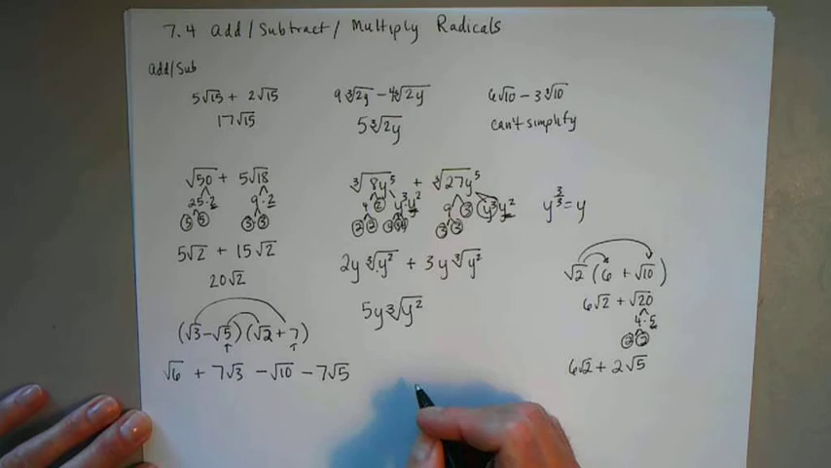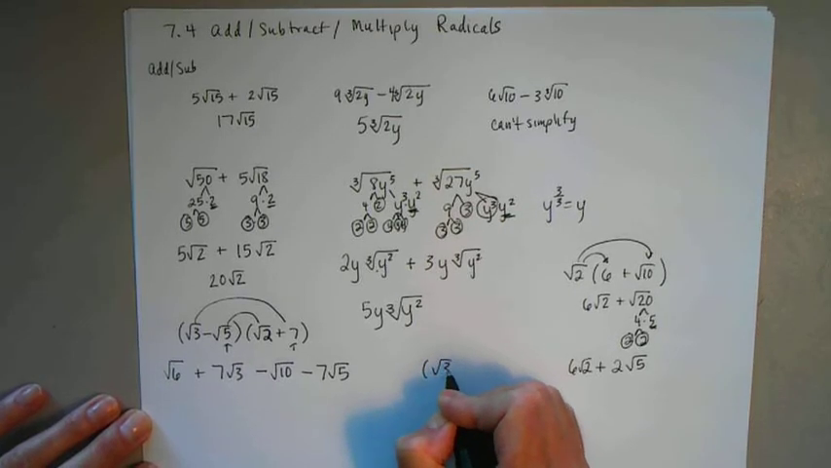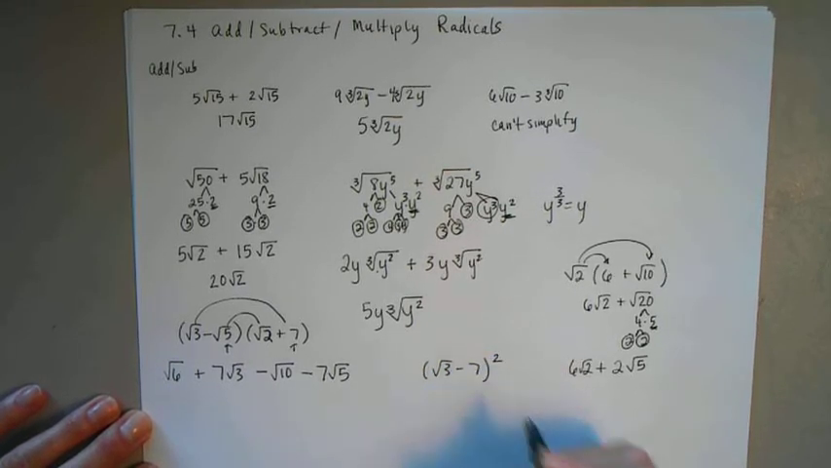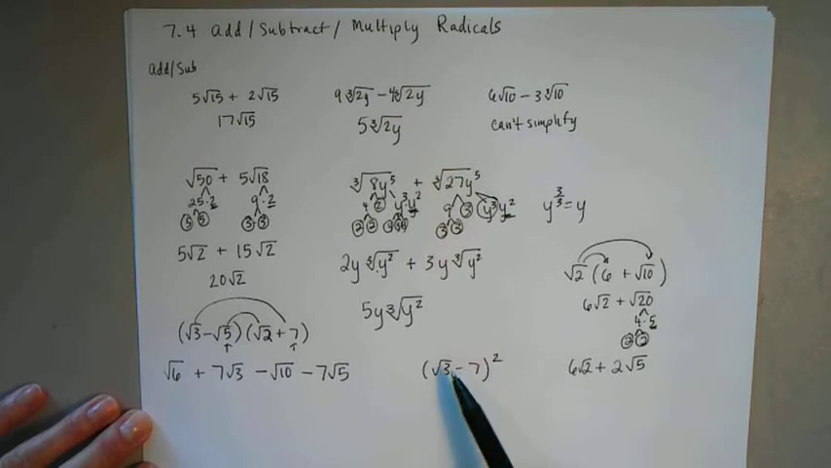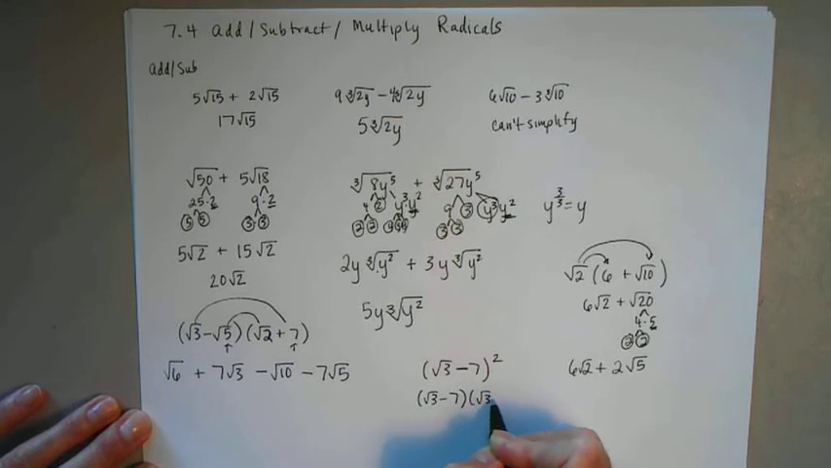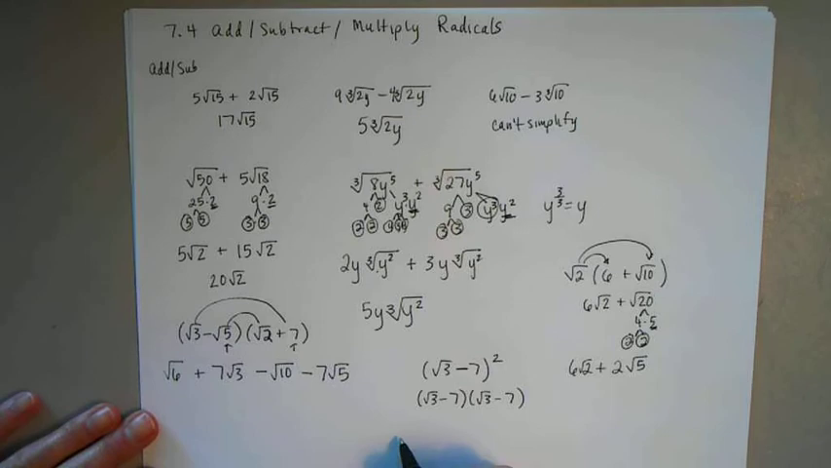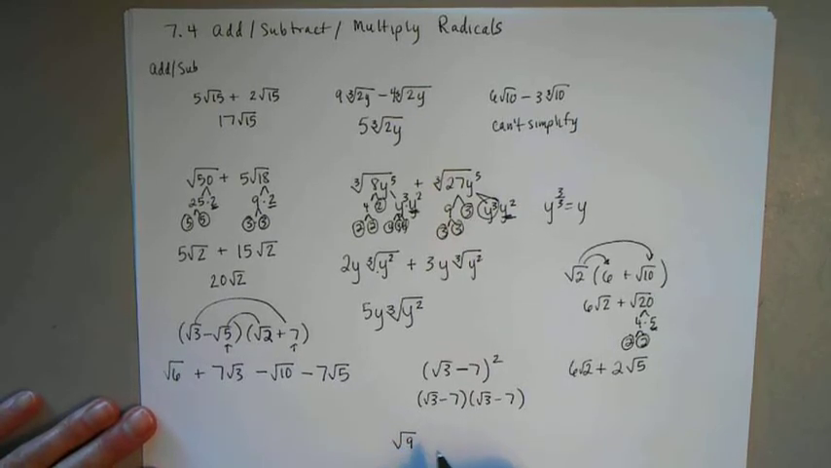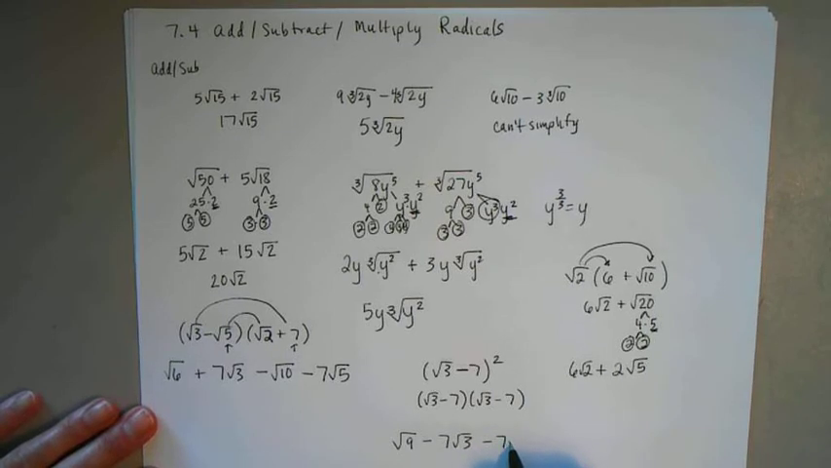I'm going to do one more problem. They try to trick you with something like this in your homework. And they think some people might just square this and square this. But you know, if there's a plus or minus sign, the whole thing, that is square root 3 minus 7 squared. So once again, you have to FOIL. So here we go. First times the first, outside times the outside, inside times the inside, last times the last.